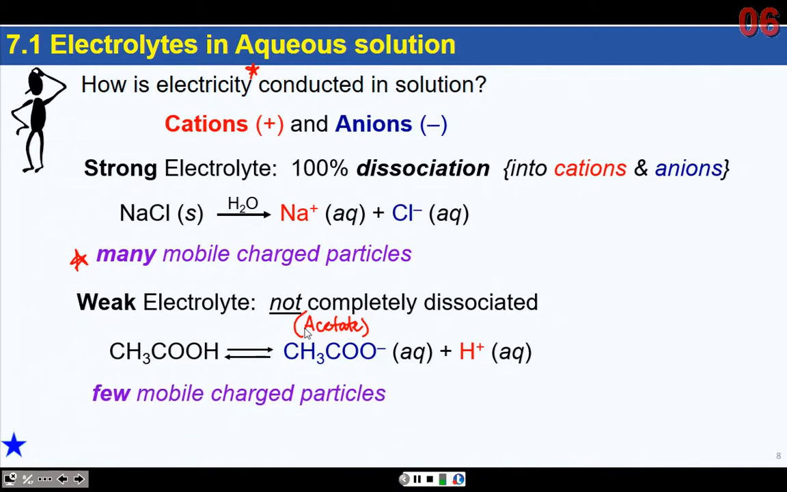So they don't have very many charged particles when it is a weak electrolyte. I want to add the name here too, so I want you to recognize it sooner or later. Acetic acid is present in vinegar. It's not a very uncommon compound.